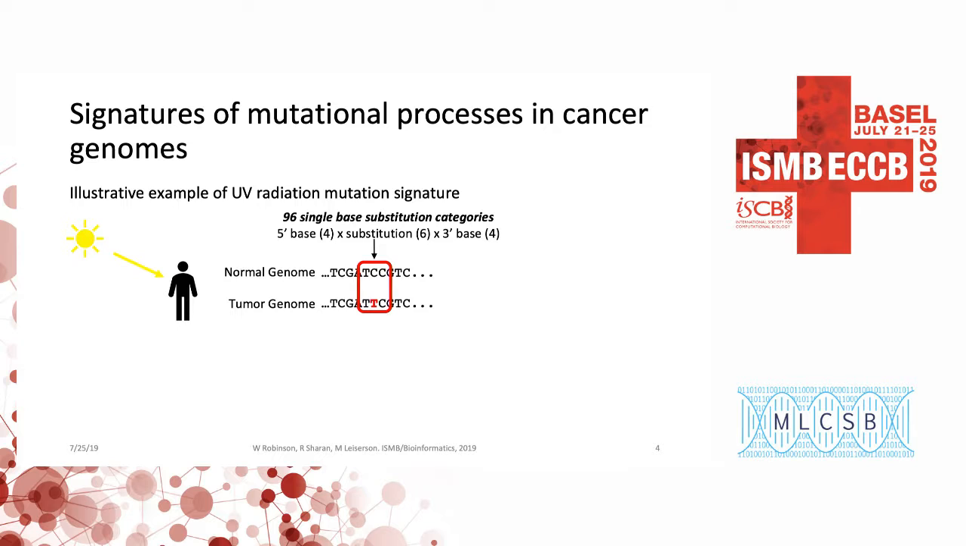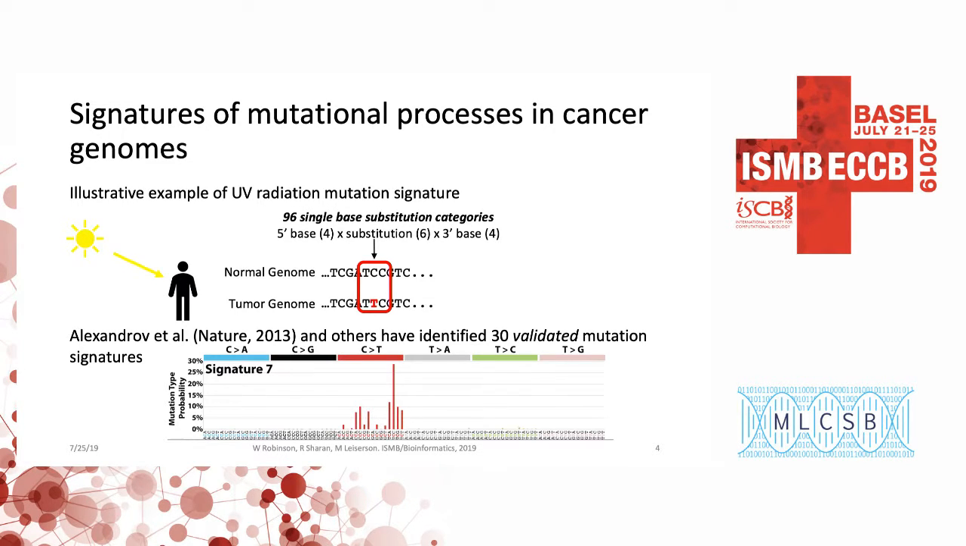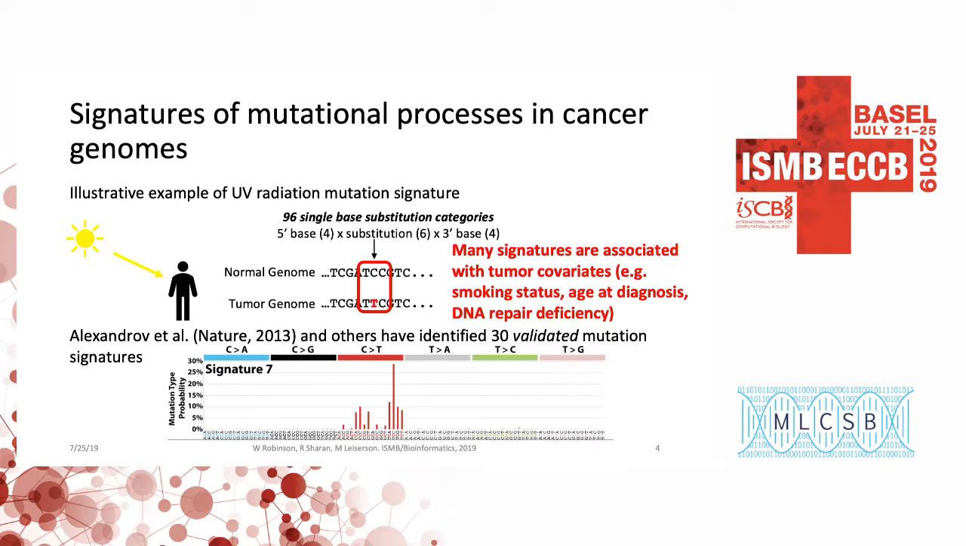And so as a quick aside, for illustrative purposes, I'm going to show examples using these 6 mutation substitutions, but we've found that the 3' flanking base and the 5' flanking base actually matter as well. And so you'll see a lot of use of these 96 substitutions. And in fact, using these 96 substitutions, others have identified 30 validated mutation signatures. And a lot of these mutation signatures are actually associated with what we call tumor covariates. And these are just things that we know about the tumor. So this could include, hey, the patient smoked, the age at diagnosis, or known deficiencies in particular DNA repair pathways.